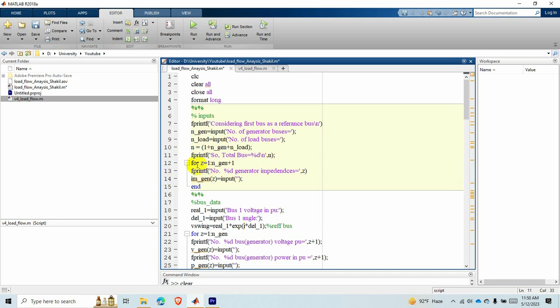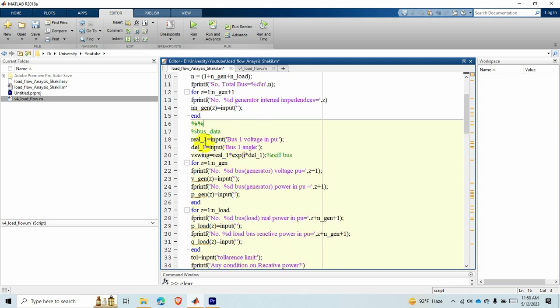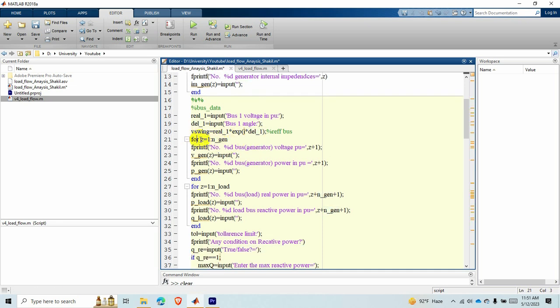Now I start a loop from 1 to n gen plus 1 for getting the generator internal impedance. This section is for collecting the bus data. This is for the real voltage of the swing bus, that means bus 1 voltage in per unit. This is the angle of the swing bus, so the swing bus voltage will be real into exp(j theta), where theta is del 1. In this section I write a loop for getting the generator bus data.